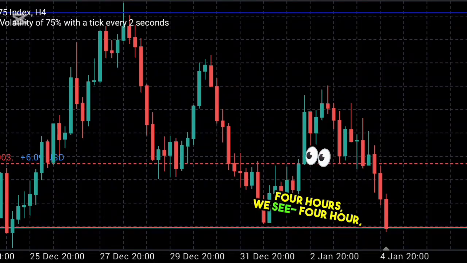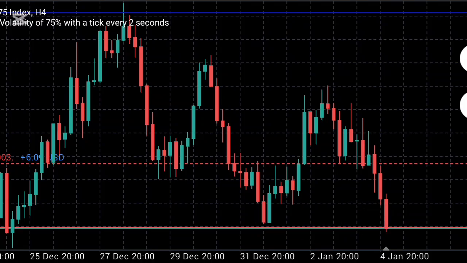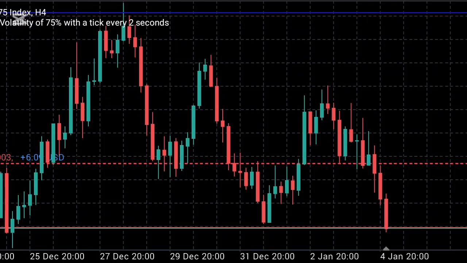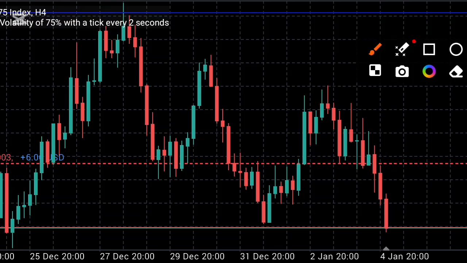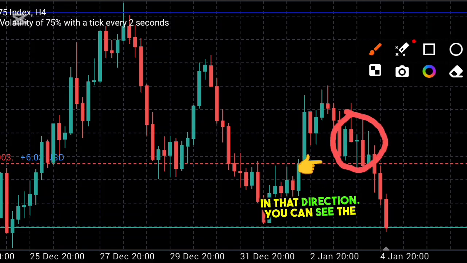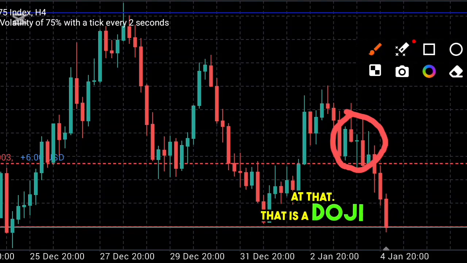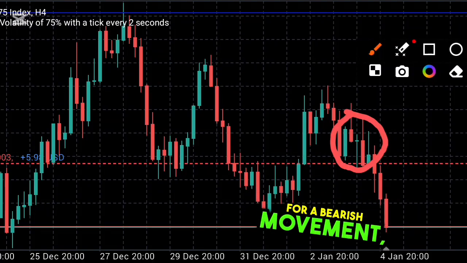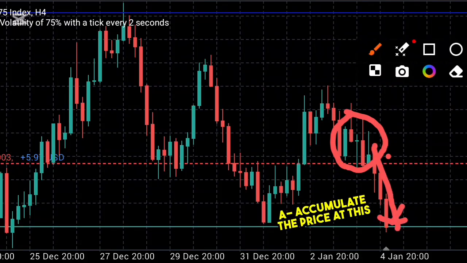On the 4 hours, we see a strong candlestick movement, and this strong candlestick movement is actually forming a candlestick pattern known as an inside pin bar, also a failed inside pin bar in that direction. You can see the bearish doji, or what we call the dragonfly, that's the doji dragonfly. So in the middle is a failed inside pin bar for a bearish movement, and the sellers can support such movement and accumulate the price at this region.